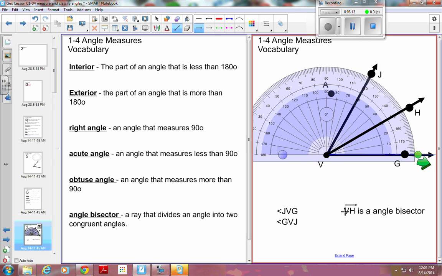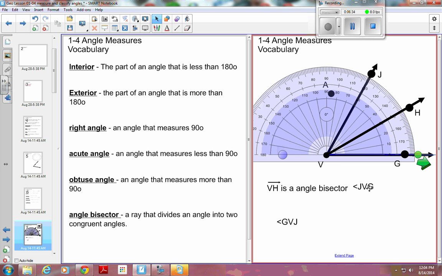Notice the V comes first because the V is my endpoint, and the end of my little symbol up there points towards the H. So ray VH is an angle bisector to whichever angle you want to call it, like such. VH is an angle bisector, or ray VH is an angle bisector to angle JVG.